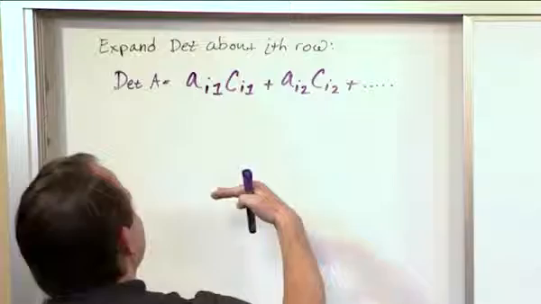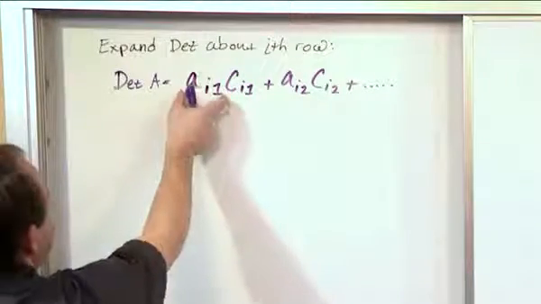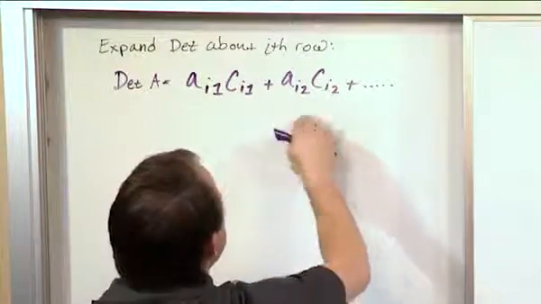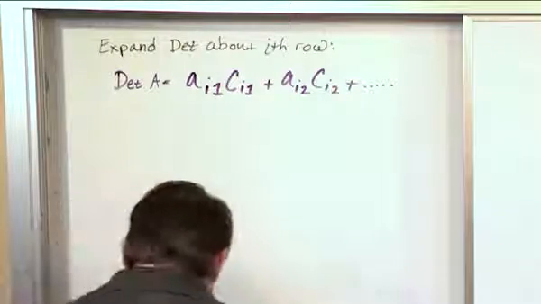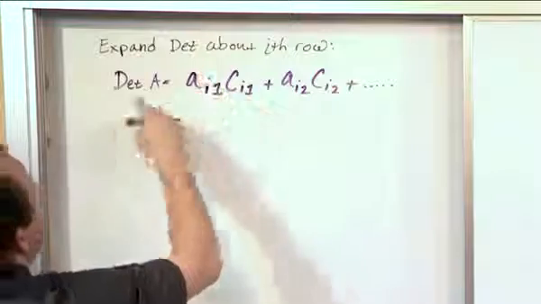But if you were to expand through row number 2, then you would just be doing row number 2, element 1 times its cofactor, element 2 times its cofactor, and so on. But the cofactors are going to contain the signs. So let me write down how we would do that. That's how you expand through a row.